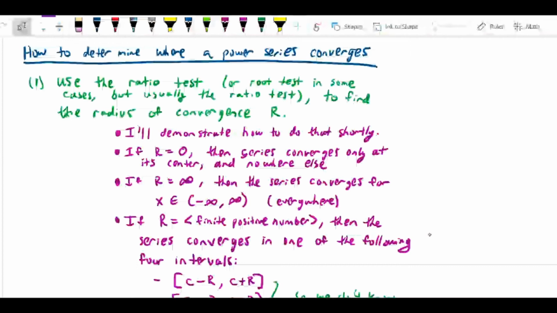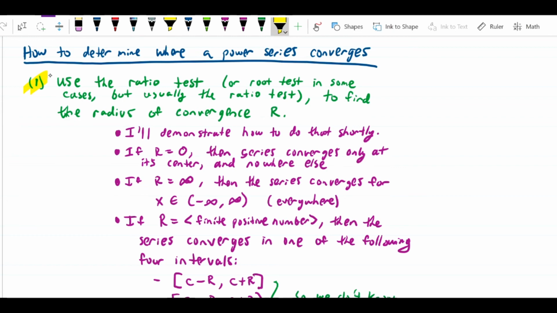So the first thing you do is use the ratio test. That's up here. So we use the ratio test, or the root test in some cases, but usually the ratio test, to find the radius of convergence r. And I will explain by example how to do that. But basically, most of these problems are going to start with the use of the ratio or root test. That will help you find r.